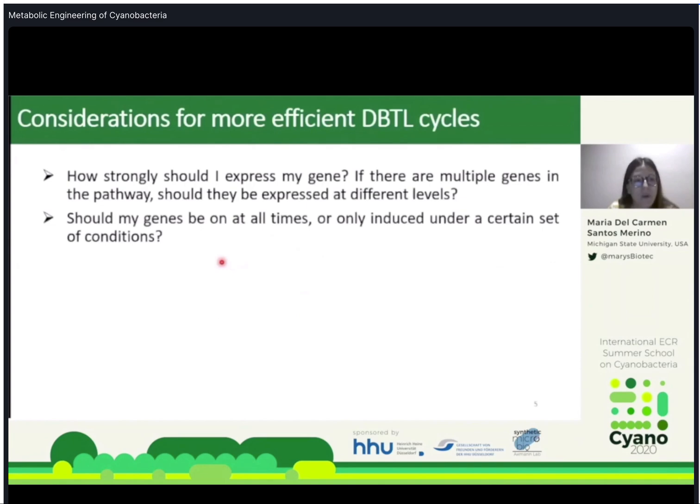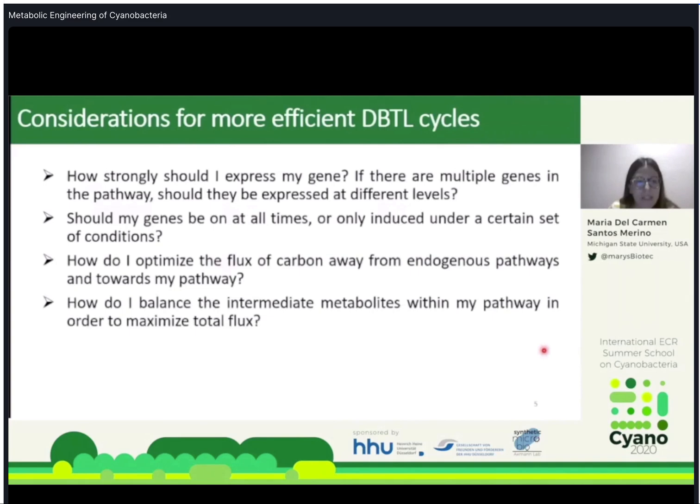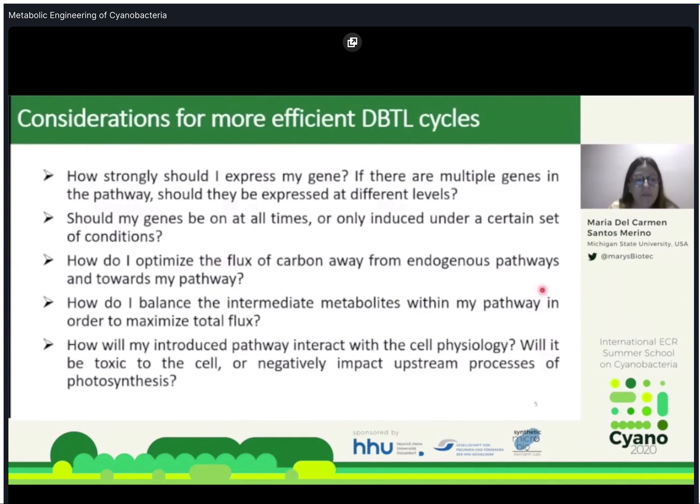Should my genes be on all the time or only induced under a certain set of conditions? How do I optimize the flux of carbon away from the endogenous pathway and through my pathway? How do I balance the intermediate metabolites within my pathway in order to maximize the total flux? And finally, how will my introduced pathway interact with the cell physiology? Is it toxic to the cell or does it negatively impact upstream processes of photosynthesis?